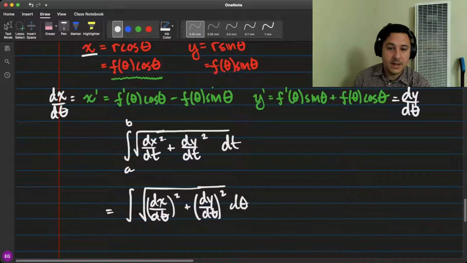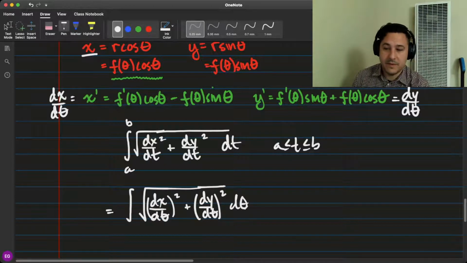And our t variable used to go from a to b, and that's where the bounds of integration came from. Now that your independent variable is theta, it's going to go from alpha to beta.